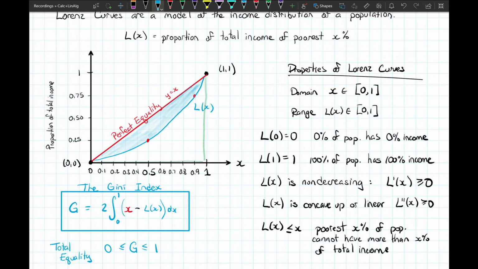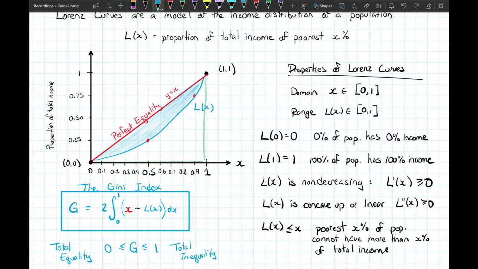That would be a pretty strange looking Lorenz curve. That would mean that 99.9999% of the population all have 0 income, and only the one person at the end here has a whole 100% of the income. That's perfect inequality, and that's the only way that we could have a Gini index equal to 1.